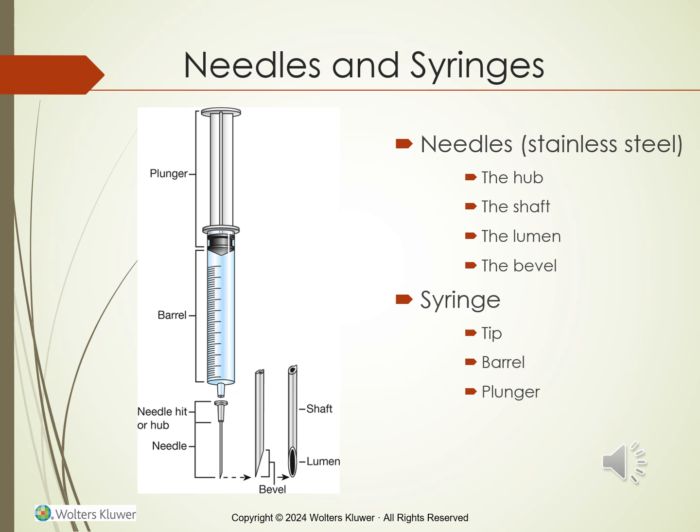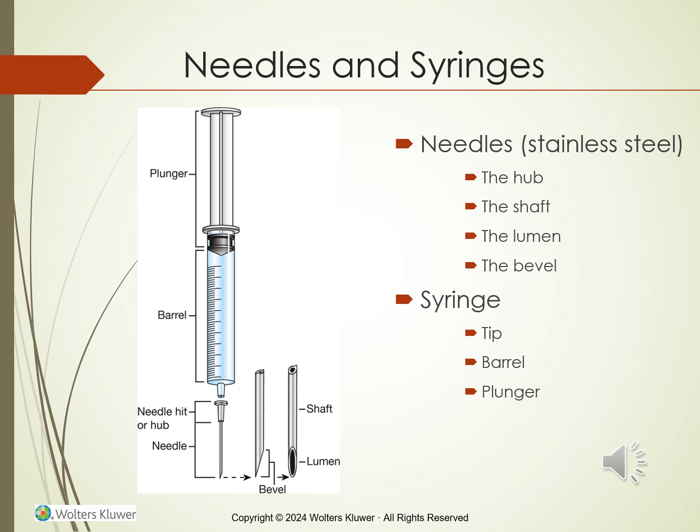A syringe is composed of a plunger, a barrel, as well as a tip. The syringe has the tip that the needle is attached to. The barrel is the body of the syringe, and the plunger is what fits into the barrel to push the medication or drug through the syringe.